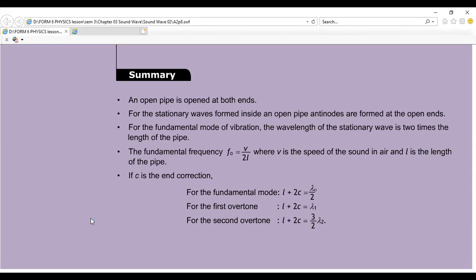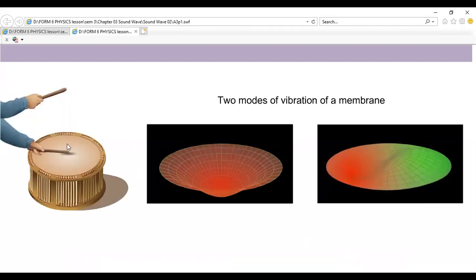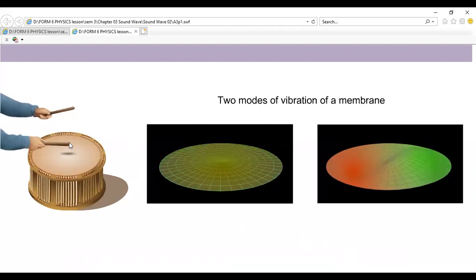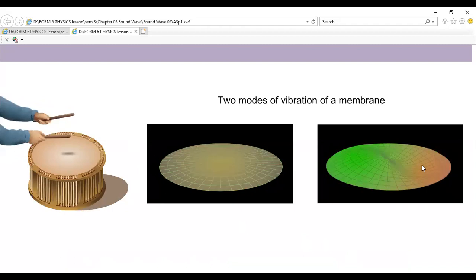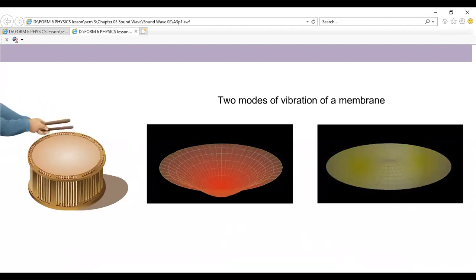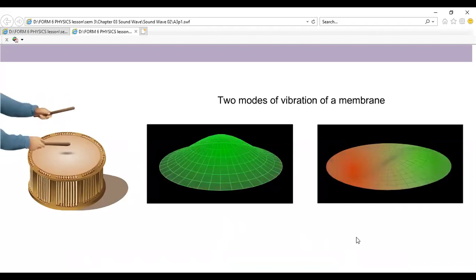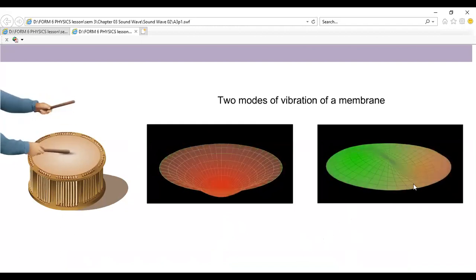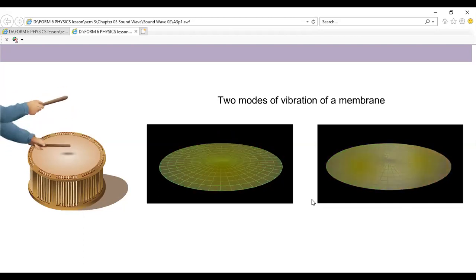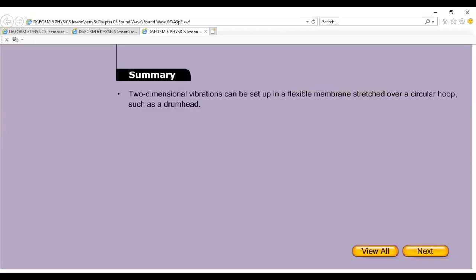Next, for the membrane drum. For the membrane drum, if we hit the drum with one stick only, that means the vibration is at the center. If we hit at both ends, this will be like that. In this lesson, for the drums, we do not have much calculation or any calculation in the membrane drum. Sorry. In this lesson, we just consider the open pipe and the closed pipe only, one end open or both ends open pipe.